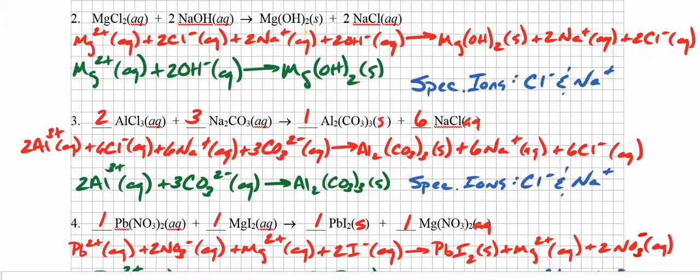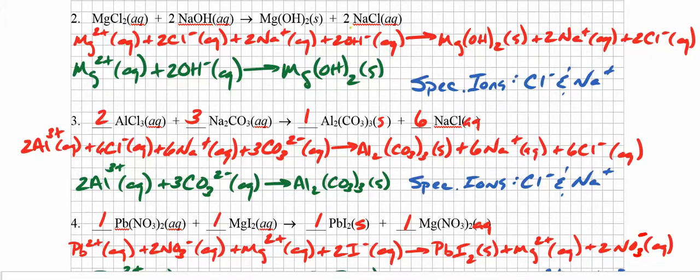Magnesium hydroxide is a solid. You can verify that using your solubility chart. That means you don't touch it. You don't break it apart. That's what solid means. It does not dissociate in a liquid like water. So leave it alone. But the sodium chloride does.